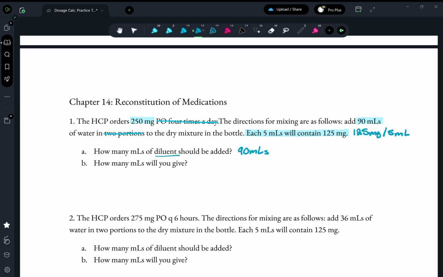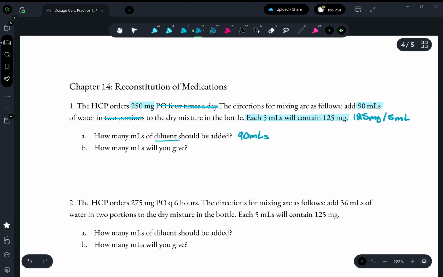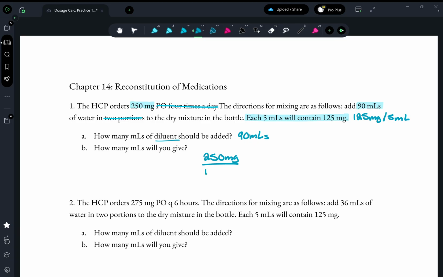How many mLs do we give? Same math we've been doing the whole time. We want 250. After we reconstitute, we have 125 per 5 mLs. And that is going to come out to 10 mLs per dose.